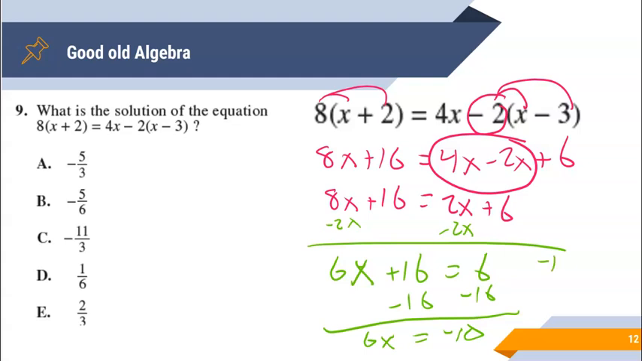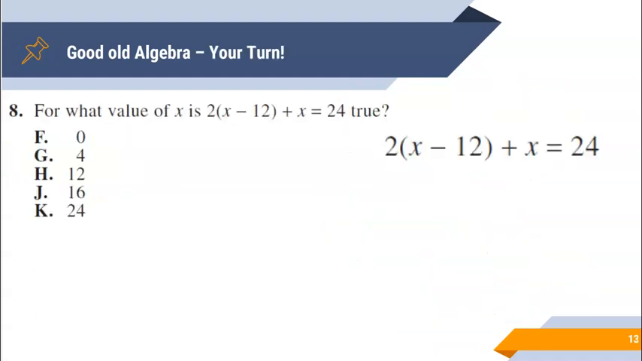And so we would get negative 10 over 6, which I do not see, but I do see the reduced form of the answer, negative 5/3. We're set there with number 9. Okay, your turn. Work this one out.